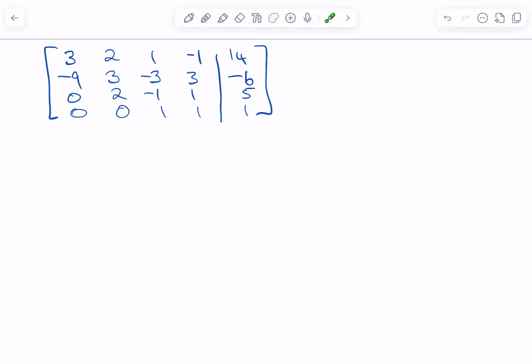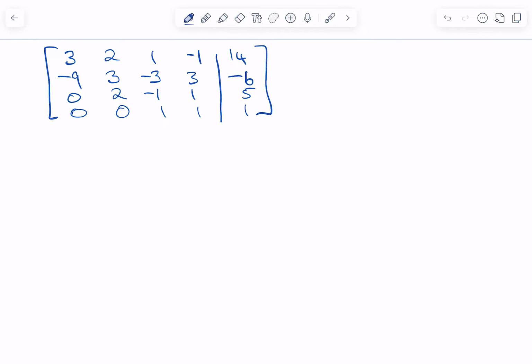To apply Gaussian elimination, we try to get non-zeros on the diagonal. To get our upper triangular form, we then need to get zeros beneath the diagonal. So we need to get rid of these non-zero elements here using elementary row operations.